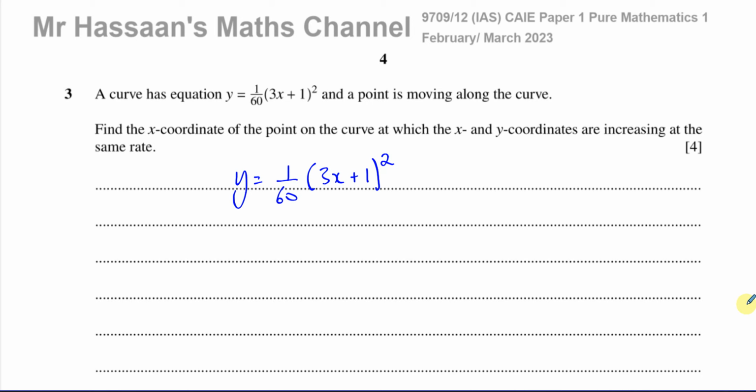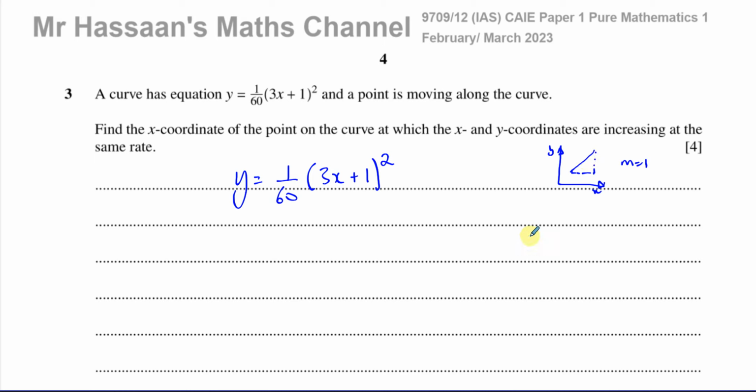A point is moving along the curve. It says find the x coordinate of the point on the curve at which the x and y coordinates are increasing at the same rate. When the x and y coordinates are increasing at the same rate, basically, what we can say is that the gradient is going to be equal to 1. The gradient is equal to 1. That's where the x and y increase at the same rate.